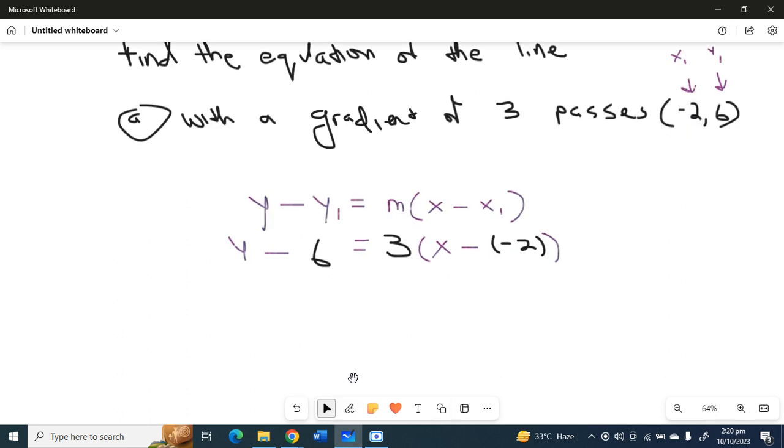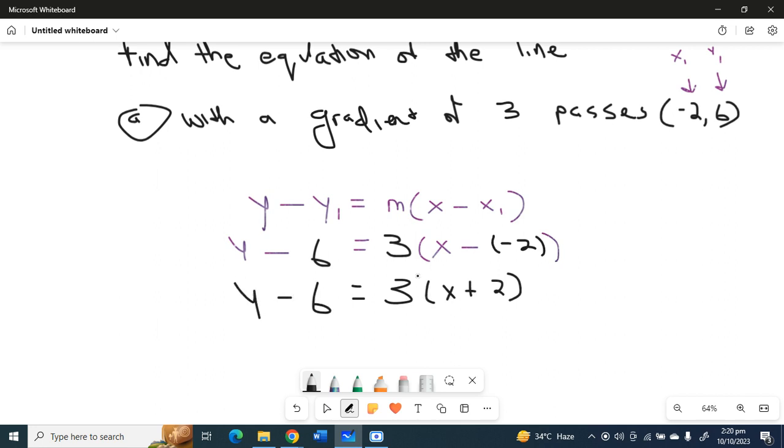All right, so let's expand on the right hand side. First we have 3 open brackets x, negative and negative make positive, so x plus 2. Now on the other side we have y minus 6. So we expand, we're going to say 3 times x, that is 3x, plus 3 times 2, that is 6.